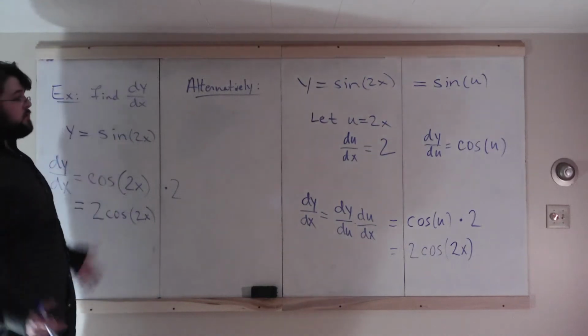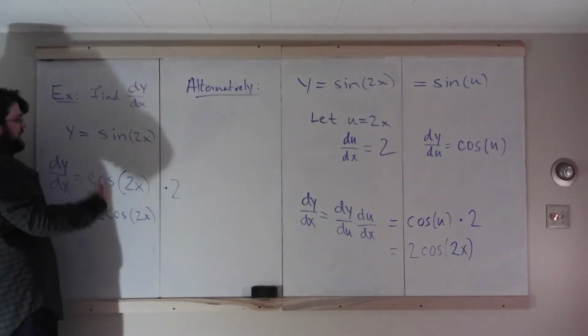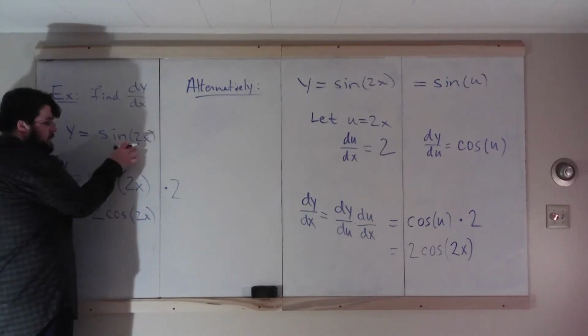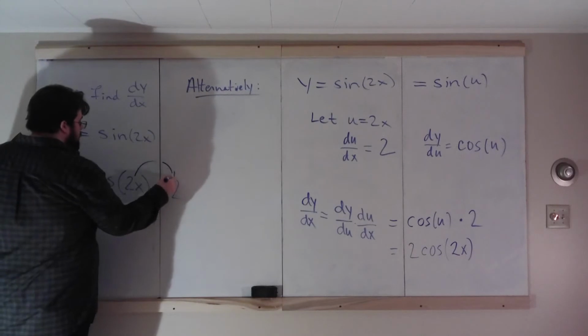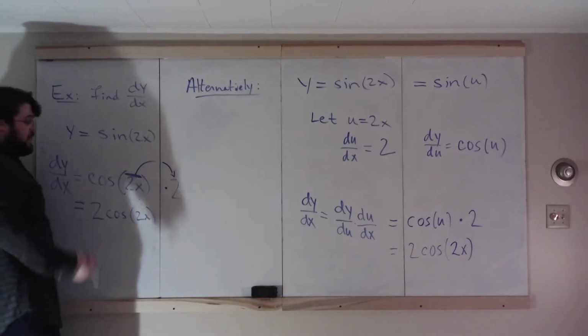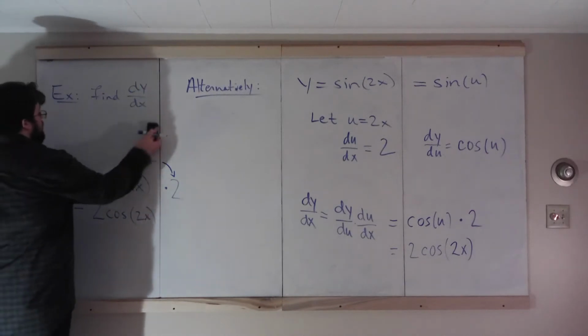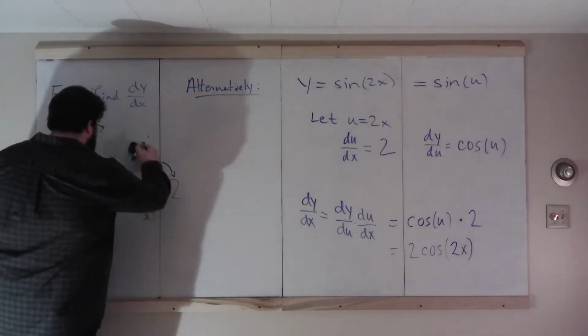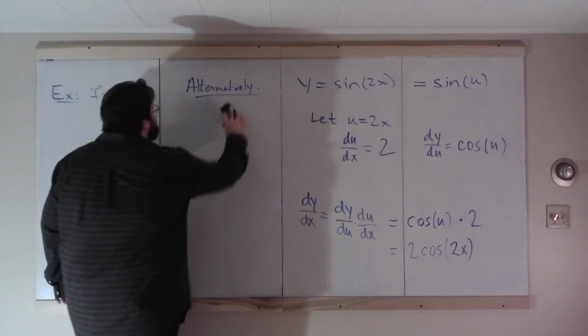But in general, what did we do here? We have a function, sine of something. The derivative of sine of something is cosine of something, times the derivative of this inside. And thinking of it like that is very convenient as we learn chain rule. So let's do some more.